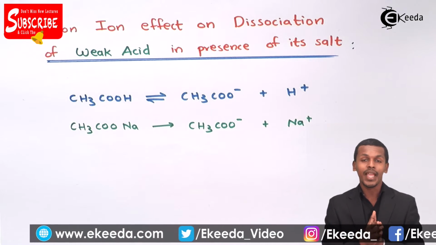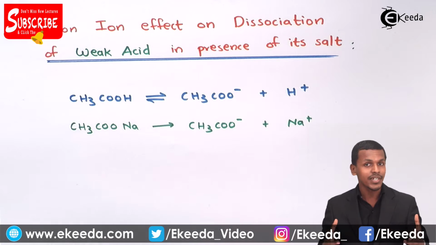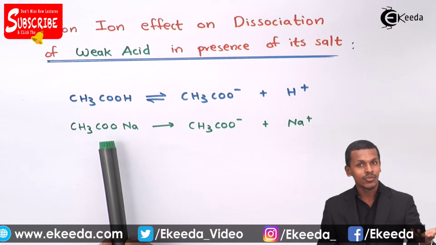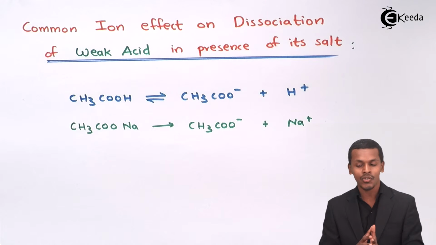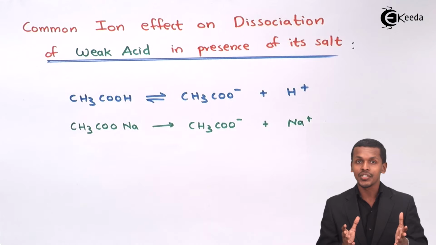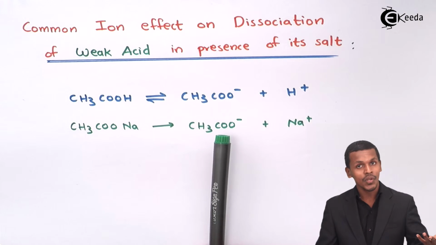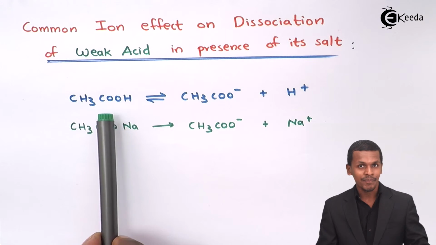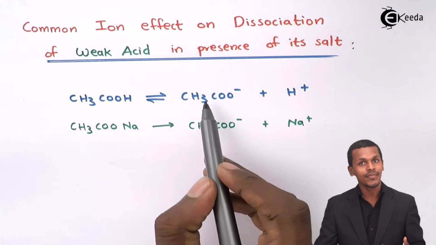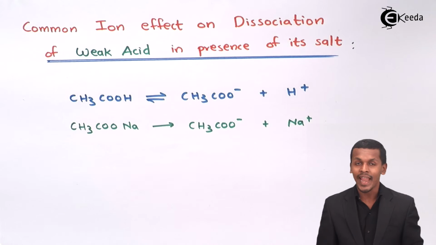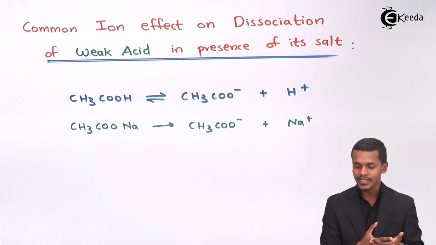Initially the acetic acid used to get dissociated, but because we have added the common salt, that is sodium acetate, the concentration of the common ion, the acetate ion, goes on increasing, and that's how we suppress the dissociation of the acetic acid. This is because of the common ion effect. So this all relates to the common ion effect along with Le Chatelier's principle, and that is how the dissociation of the weak acid can be suppressed.